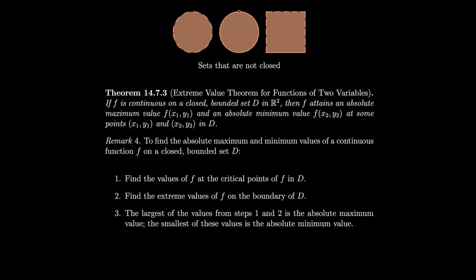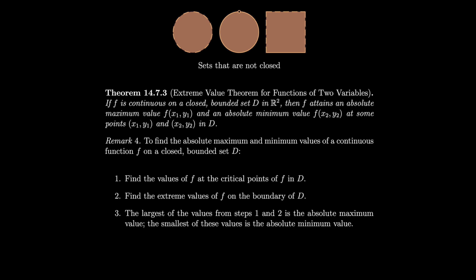So we now have an extreme value theorem for functions of 2 variables. We say that if f is continuous on a closed bounded set D in R2, then f attains an absolute maximum value, f(x1, y1), and an absolute minimum value, f(x2, y2), at some points (x1, y1) and (x2, y2) in D.